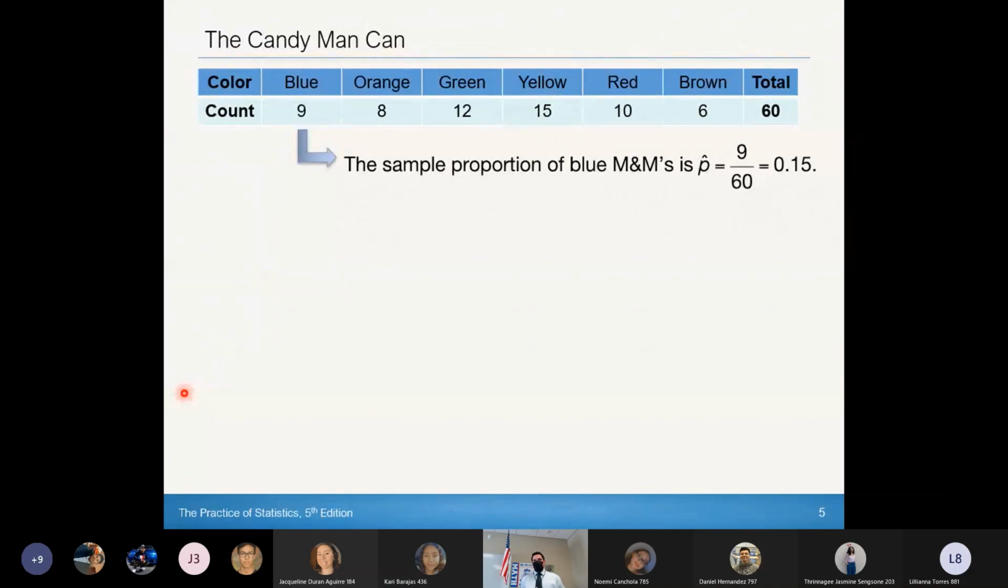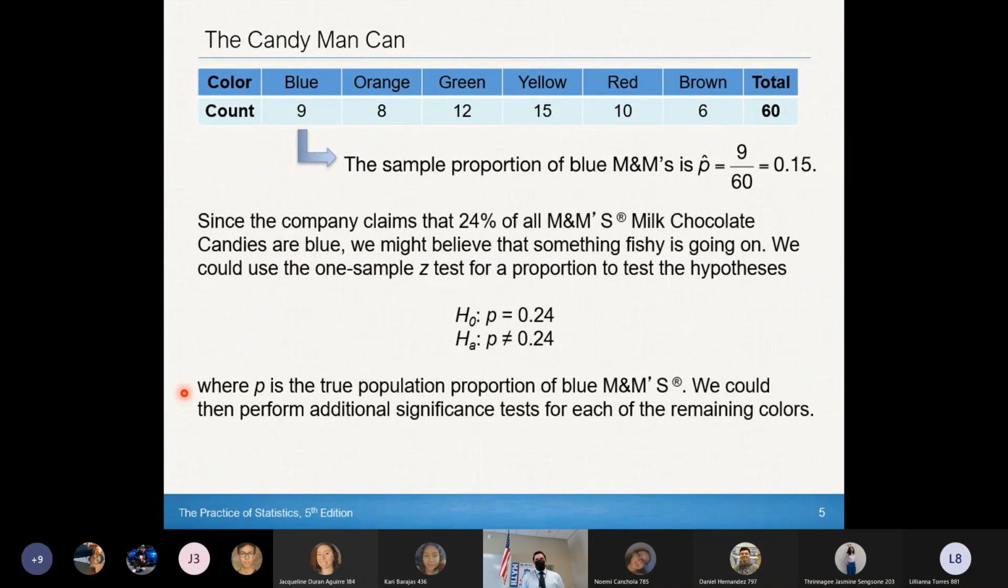Which is now up at the top of the screen. Since the company claims that 24% of all M&Ms milk chocolate candies are blue, we might believe that something fishy is going on, because 24% is not 15%. Right? We could use the one sample z-test for proportion to test the hypothesis, as we did in chapter 9. We have the null hypothesis, p equals 0.24, the alternative that p is not equal to 0.24, where p is the true population proportion of blue M&Ms.